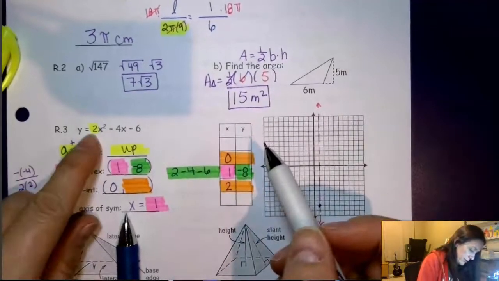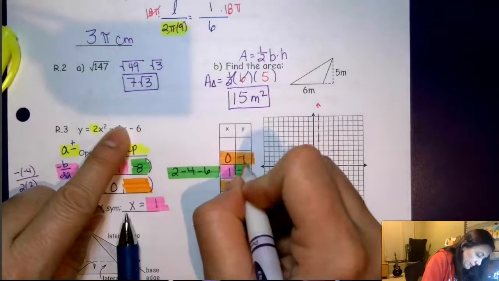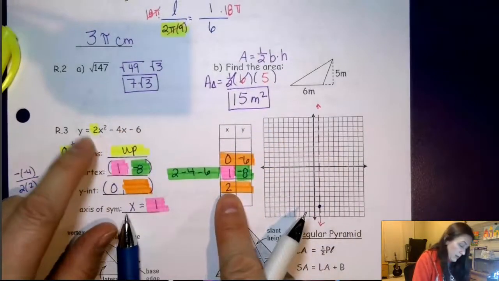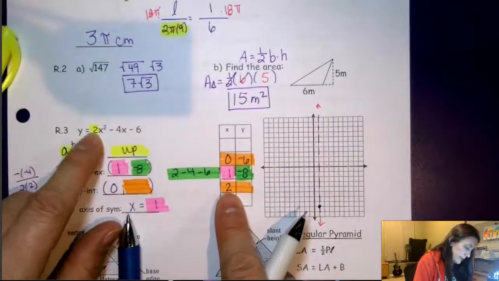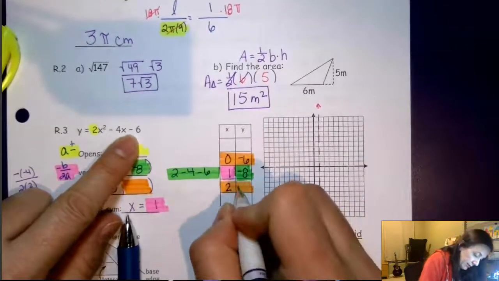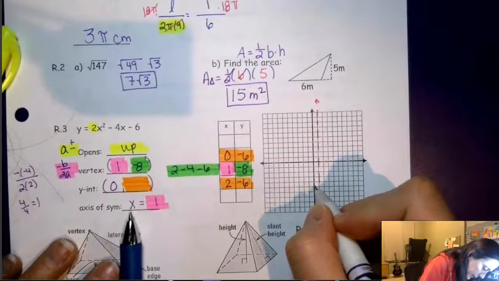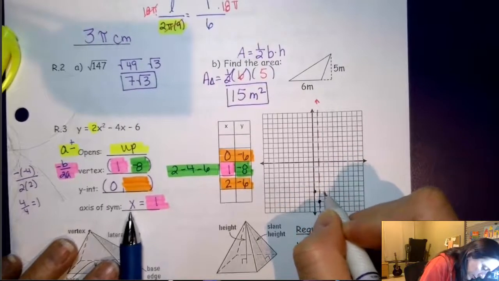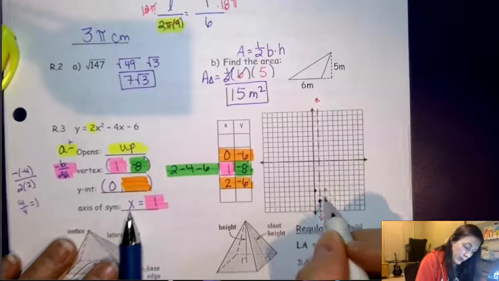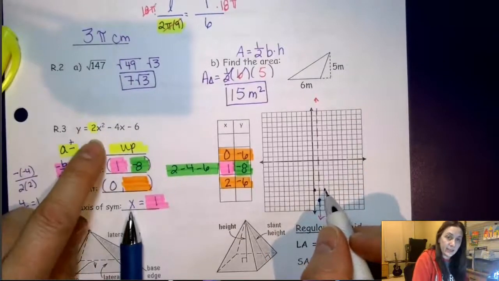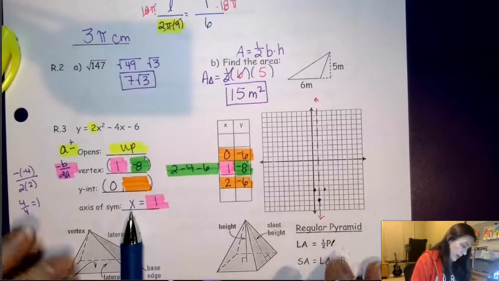If I plug in 0, I get negative 6, and I don't even have to plug 2 in. But 2 squared is 4 times 3 is 12, minus 8, minus 6, I'm still going to get negative 6. 1, 2, 3, 4, 5, 6 right here. Now I went over 1, up 2. It's going to have to do with that 2 if you remember.